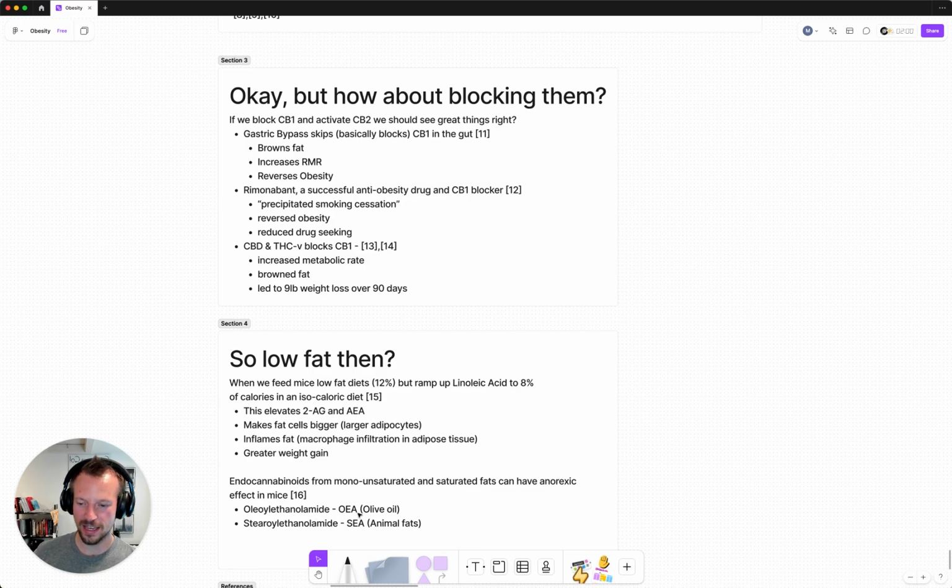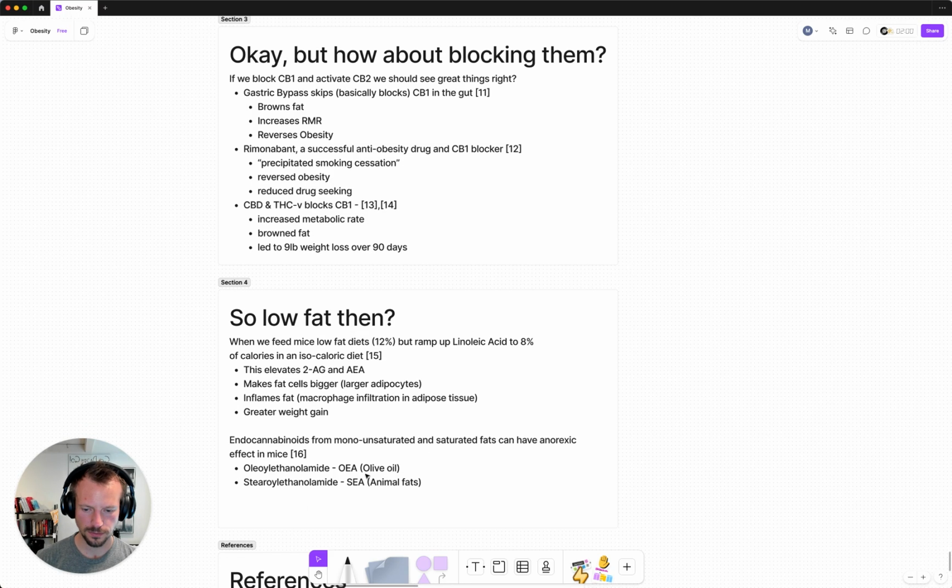Oleoylethanolamide, OEA, is produced from olive oil when you eat olive oil, or stearoylethanolamide, SEA, is produced when you eat animal fats or heavy cream or butter. And SEA definitely has an anorexic effect in starved mice. They just aren't interested in food. And OEA, I would say there's much more than an anecdote, it's now advised by most wellness people: take a glug of olive oil and you will see a prolonged suppression of your hunger and an increase in your metabolic rate.